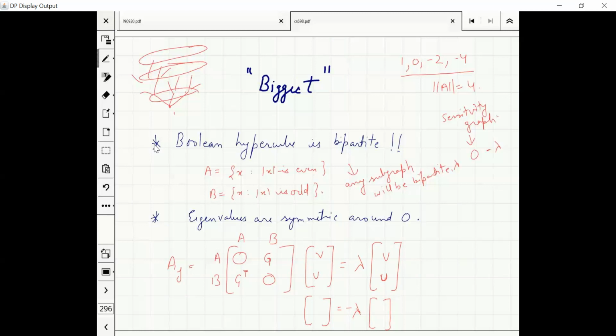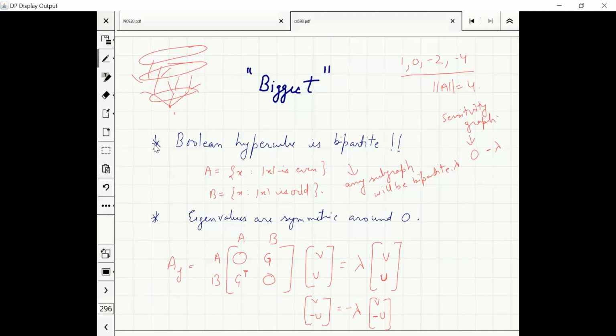Okay, probably I've put you on the spot, but you can easily check that this is true. If you just negate the entries in U, you will get an eigenvector with eigenvalue minus lambda. This is something you can easily check. I can't give a better proof than this. You have to just convince yourself. You can just see how G, V, U are related.